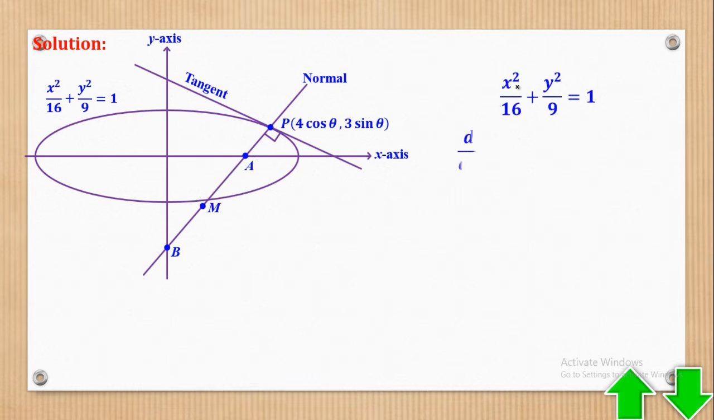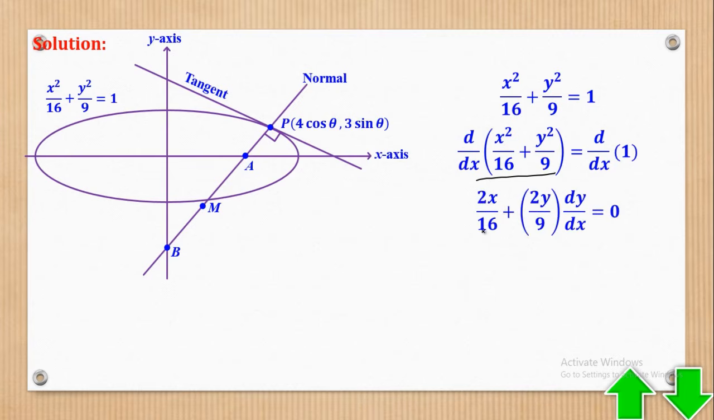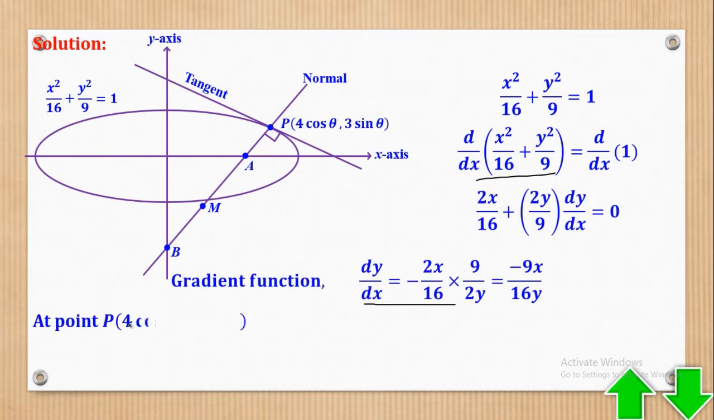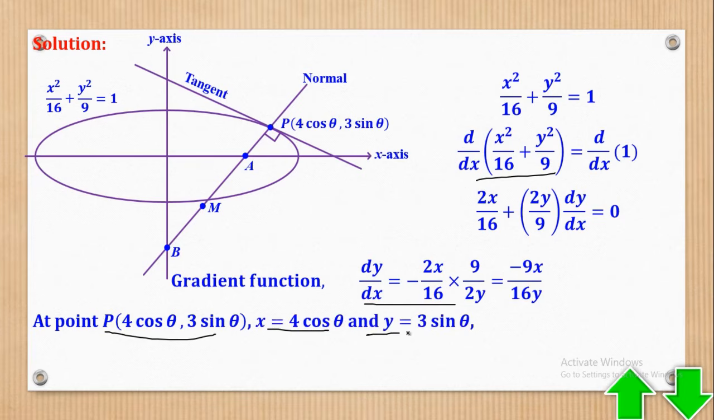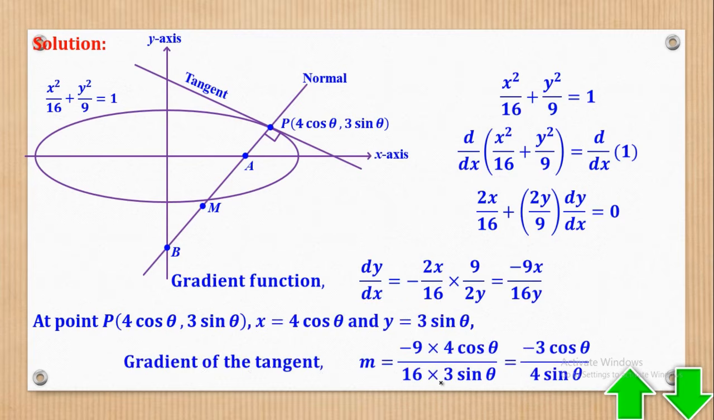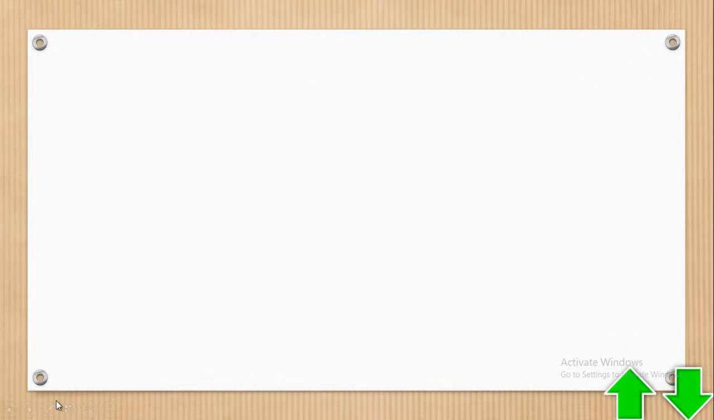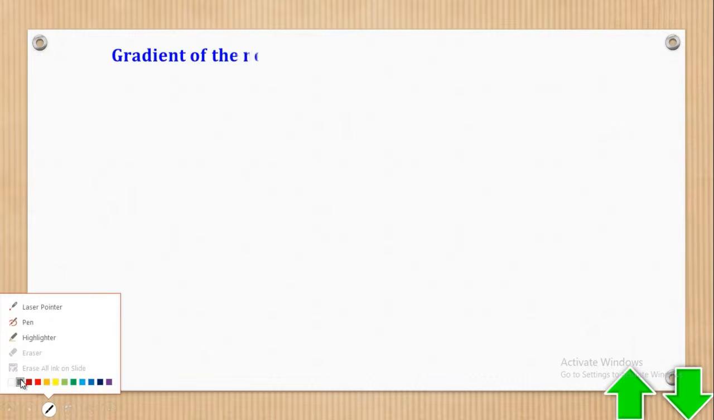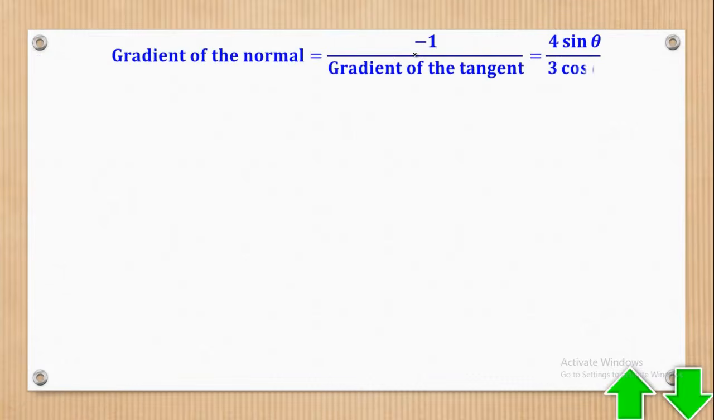So from this equation of the ellipse, when I differentiate, I'll come up with this. My aim is to get the equation of the tangent and also for the normal. So the gradient function will be given by that. Therefore, at this point, x is this and y is that. Therefore, substitute to get the gradient of the tangent. After getting the gradient of the tangent, that is when I can get the gradient of the normal. So gradient of the normal is the negative reciprocal of the gradient of the tangent.